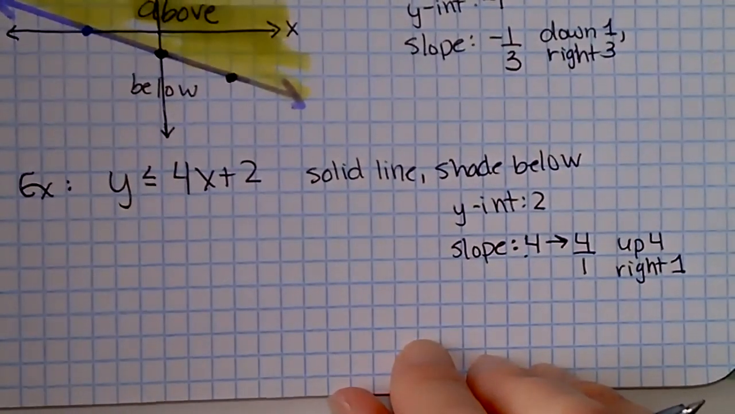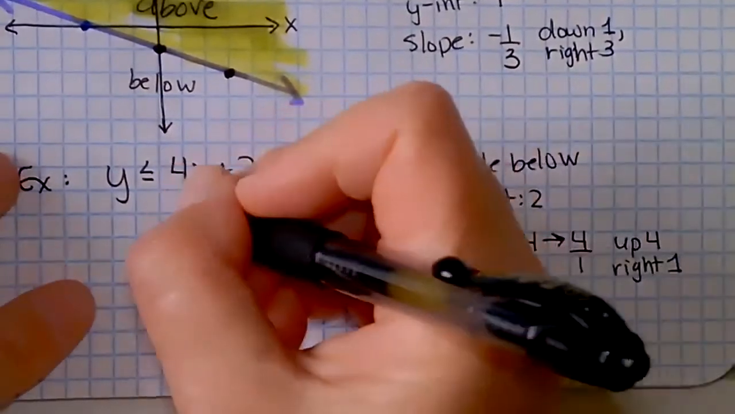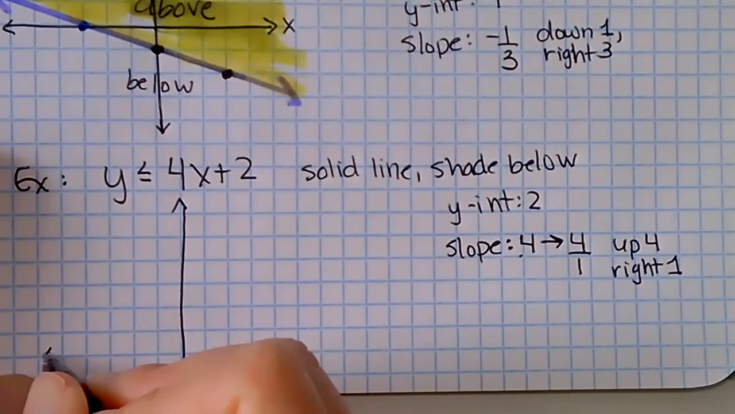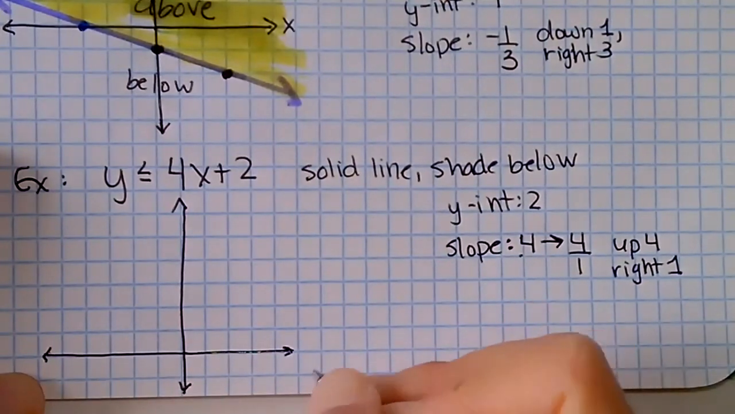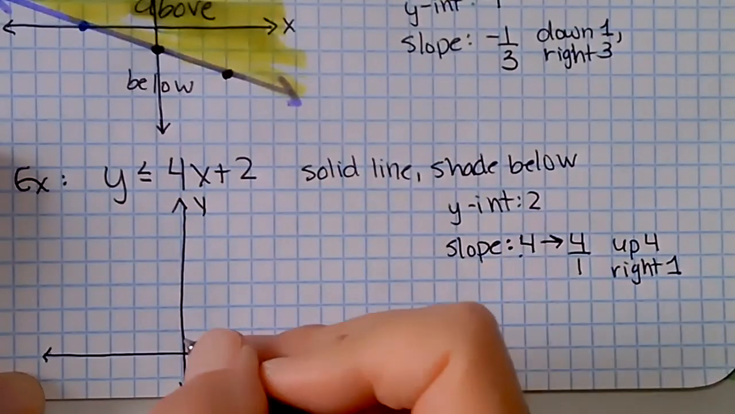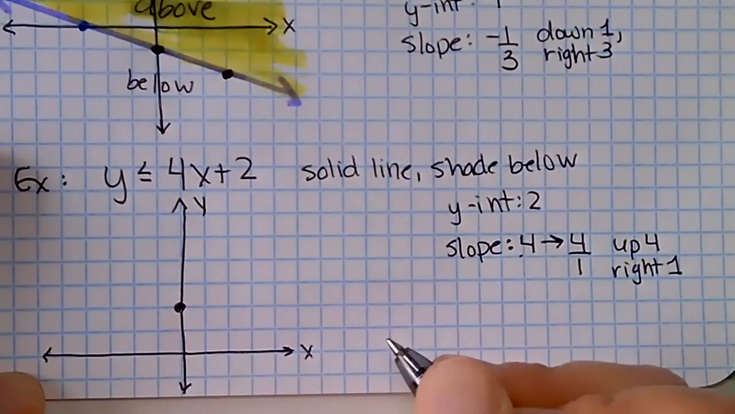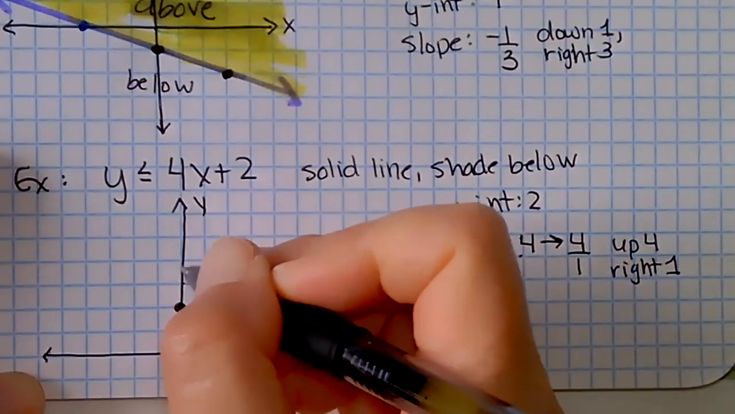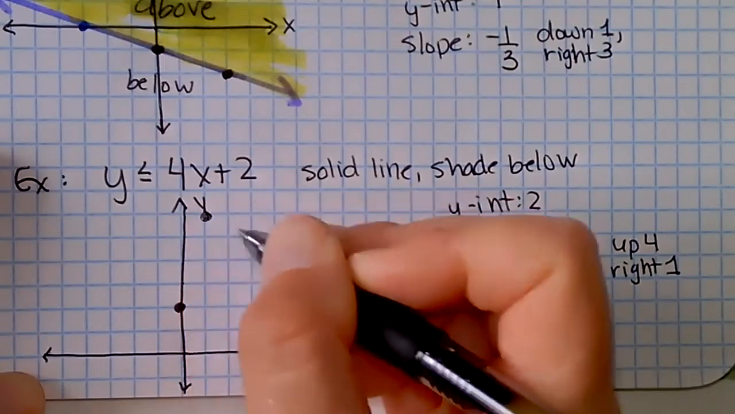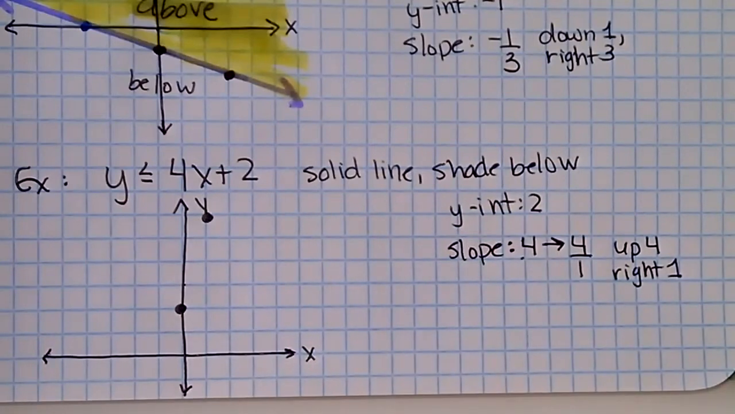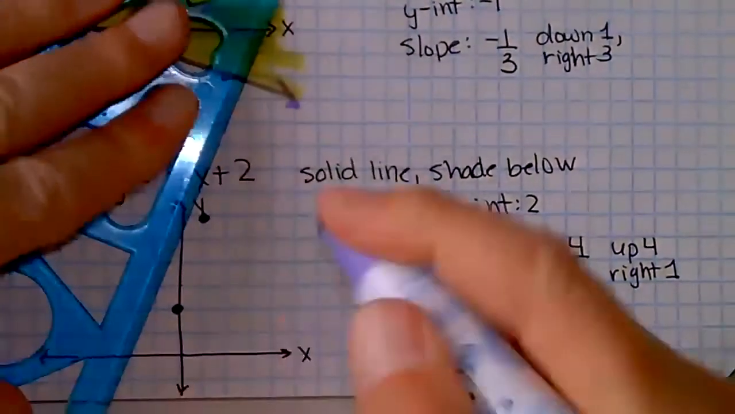So let me just space this properly. So I'm going to kind of have my x-axis down further. Okay, so my y-intercept is 2. So on my y, I come up to 2. And then my slope is 4, which means up 4, right 1. Up 1, 2, 3, 4, right 1. Okay, and that's my line. It's solid. So I'm going to draw a solid line. Let's get my ruler.